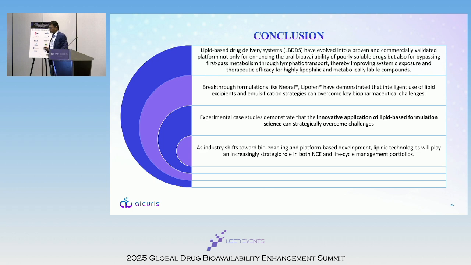So to conclude then, the lipid-based formulations have evolved into a proven and commercially validated platform, as we see from the example of cyclosporine. And there is huge potential to increase the oral bioavailability of poorly soluble drugs. We have the advantage of reducing or avoiding the first pass metabolism. We also have access to lymphatic transport, and as an end result, we have the highest systemic exposure. There are breakthrough technologies like Neoral or Lipofan, and they have already demonstrated that this technology works quite well to increase the bioavailability.